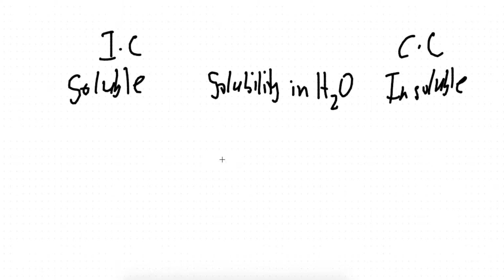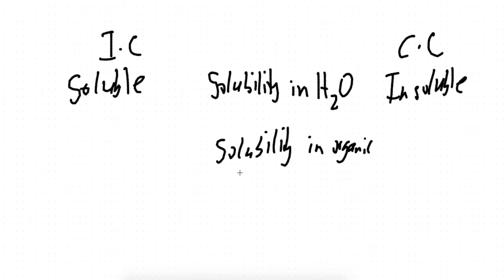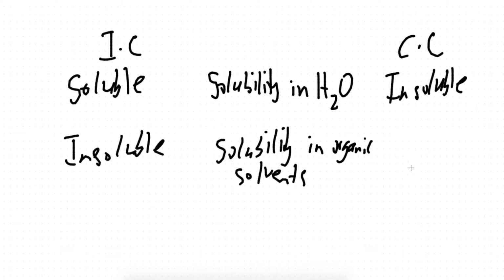Okay, solubility in organic solvents, it's the opposite guys. Ionic compounds are insoluble in organic solvents, whereas covalent compounds are soluble in organic solvents.